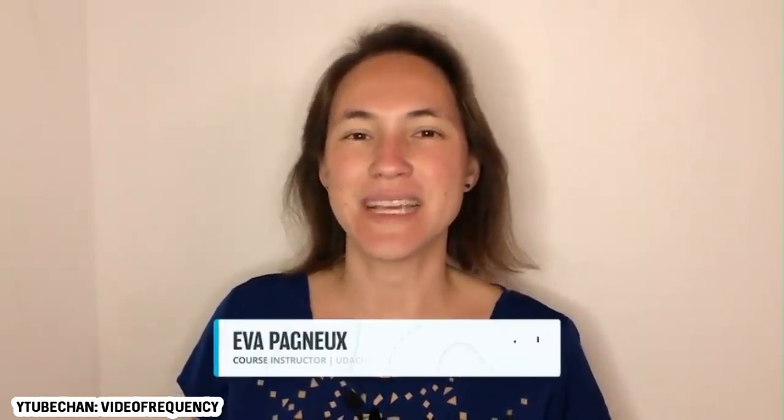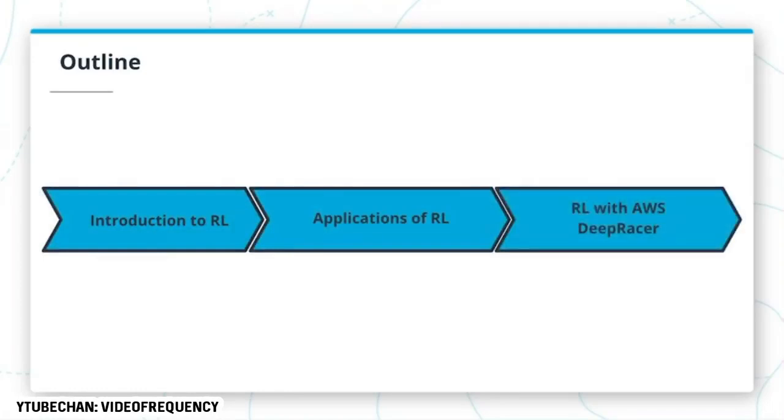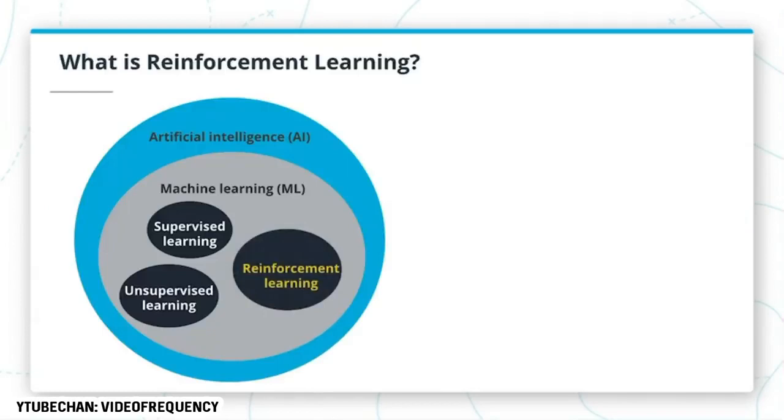Welcome to Reinforcement Learning with AWS DeepRacer. My name is Eva Pagneux, and I'm a product manager with AWS DeepRacer. In this section, we'll introduce reinforcement learning and talk about its real-world applications. Then, we'll take a closer look at the basic concept of this type of machine learning using AWS DeepRacer as an example. By the end of the section, you will be able to create, train, and evaluate a reinforcement learning model in the AWS DeepRacer console. Let's get rolling!